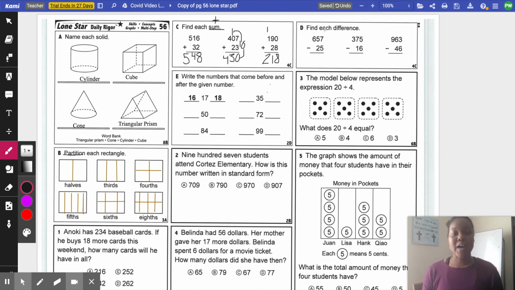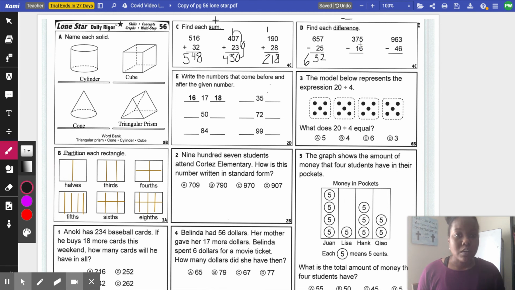Letter D, find each difference. We underline difference. We know difference means to subtract. Not different, but difference. The difference is the answer to a subtraction problem. 7 take away 5 leaves us with 2. 5 take away 2 leaves us with 3. And 6 take away nothing leaves us with 6. The difference is 632. Moving on to the next one, we have 375 take away 16.